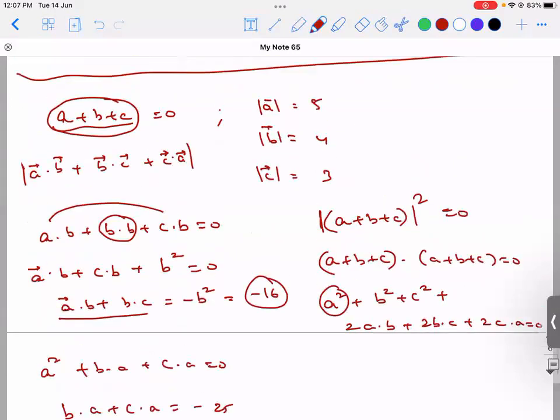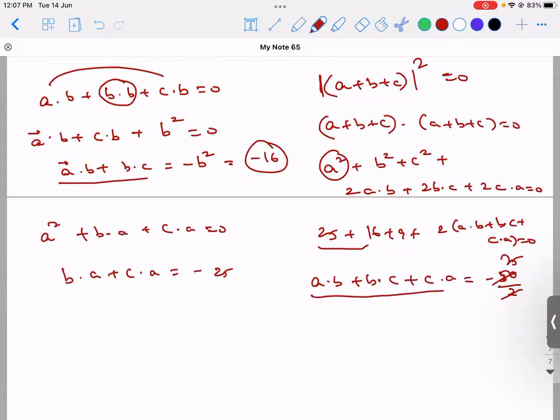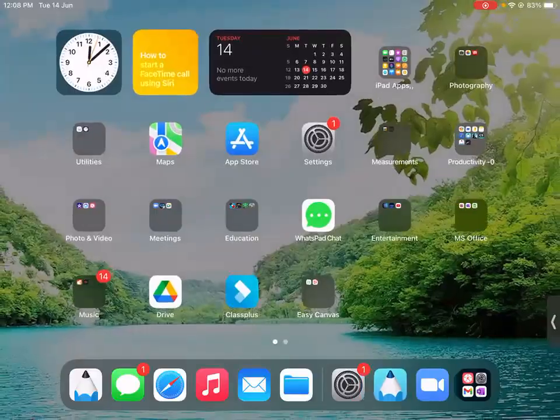Okay. What is A square? 25. Plus 16 plus 9, plus 2 times A dot B plus B dot C plus C dot A is equal to 0. So 25 plus 16 is 41. 41 plus 9 is 50. So A dot B plus B dot C plus C dot A is equal to minus 50 divided by 2. So this becomes minus 25. But they ask the magnitude of it. So A dot B plus B dot C plus C dot A is minus 25. So the magnitude of it will be 25 because you are taking modulus. So the answer is 25.